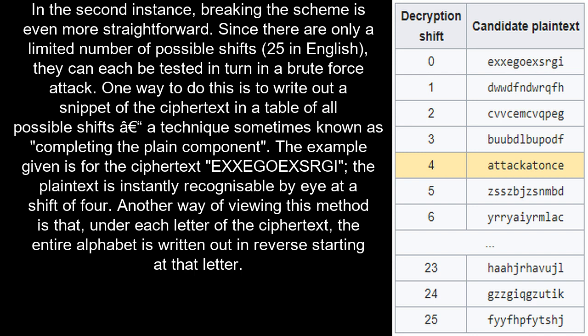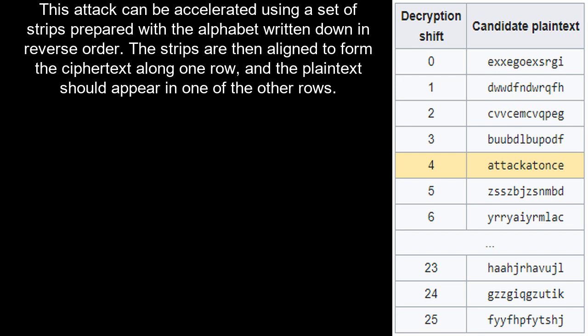Another way of viewing this method is that, under each letter of the ciphertext, the entire alphabet is written out in reverse starting at that letter. This attack can be accelerated using a set of strips prepared with the alphabet written down in reverse order. The strips are then aligned to form the ciphertext along one row, and the plaintext should appear in one of the other rows.